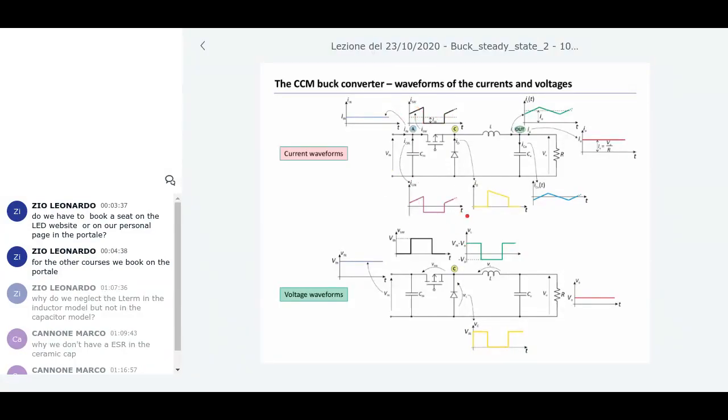As I said at the beginning of the discussion, pay attention that when you are discussing PWM converters or switched converters, the currents are always a connection of pieces of linear ramps, or maybe they are constant. This happens here. And if you look at the voltages, they are always square waves or rectangular waves. For example, here, as indicated.